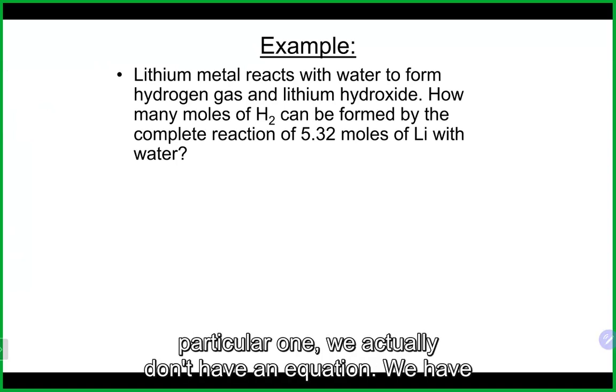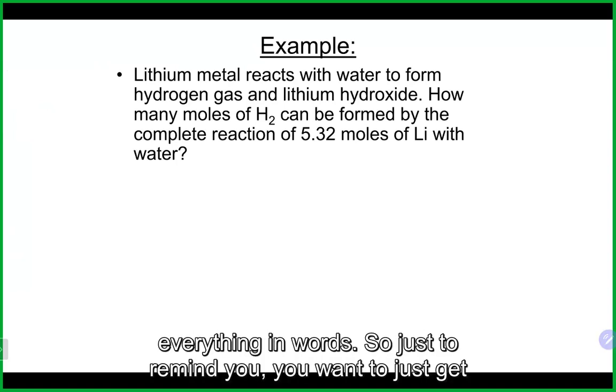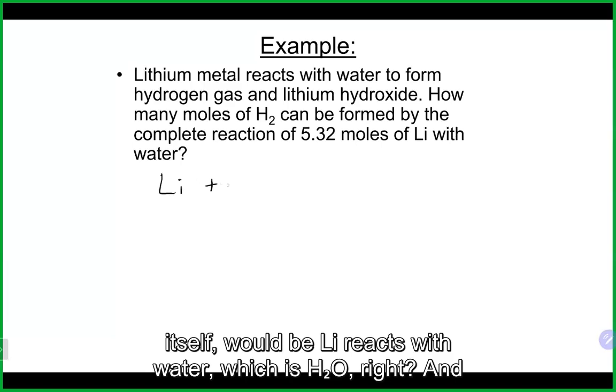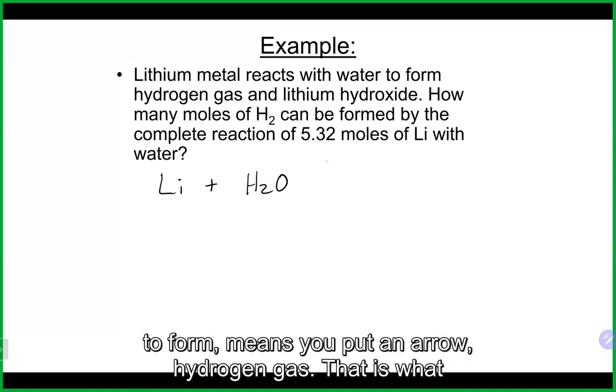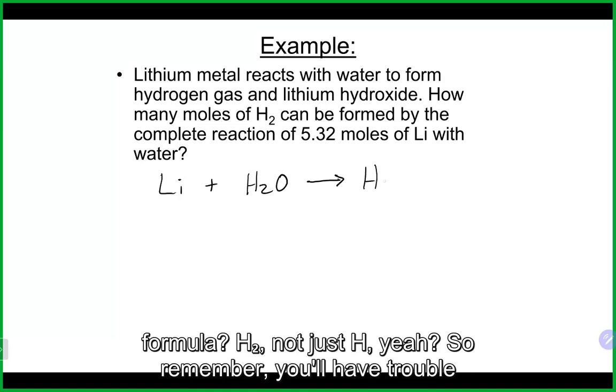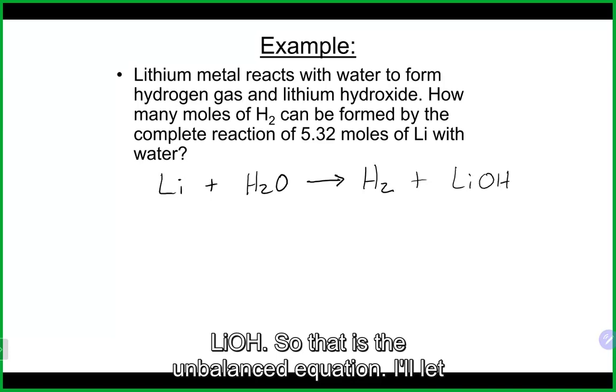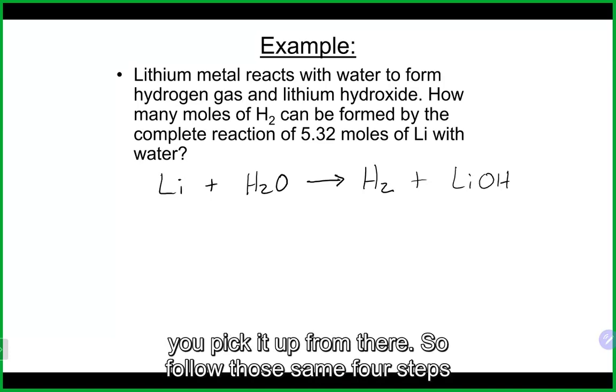In this particular one, we actually don't have an equation. We have everything in words. So just to remind you, you want to get all the right formulas down first. So lithium metal by itself would be Li, reacts with water, which is H2O, right? And to form means you put an arrow. Hydrogen gas, that is what formula? H2, not just H. So remember, you'll have trouble balancing if you don't put the H2 there. And lithium hydroxide, LiOH. So that is the unbalanced equation. I'll let you pick it up from there.